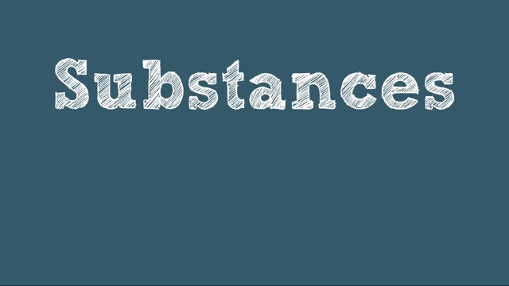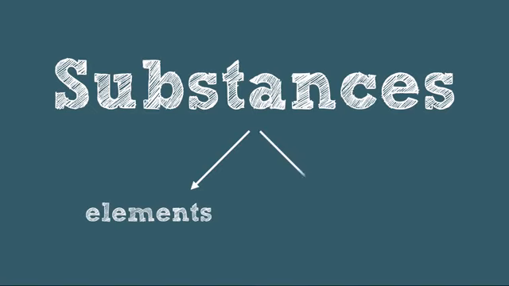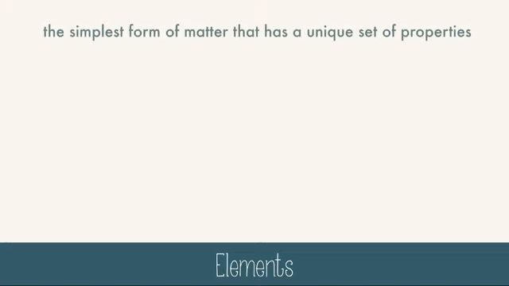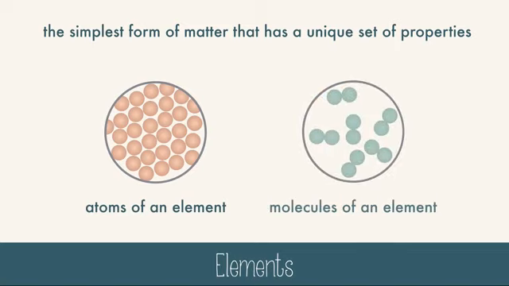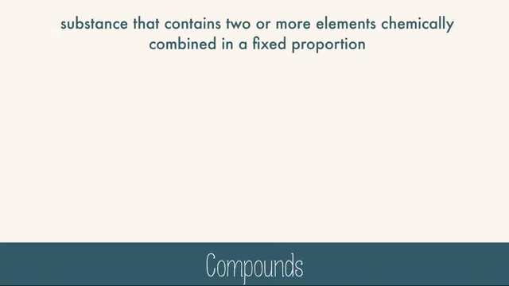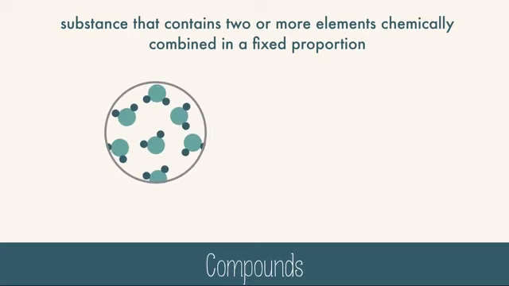Let's go back to substances for a moment. It turns out that pure substances can also be divided into two categories: elements and compounds. Elements are the simplest form of matter that has a unique set of properties. Elements can be made of single atoms or molecules of the same element bonded to themselves. Compounds are substances that contain two or more elements which are chemically combined in a fixed proportion.